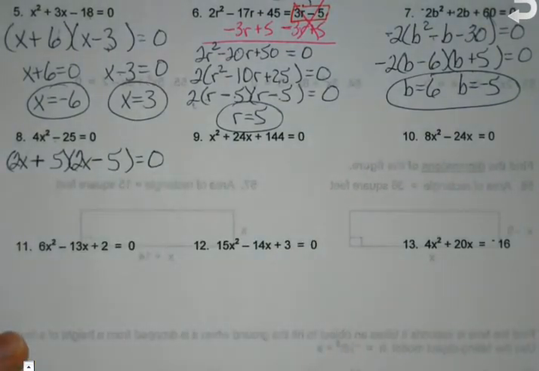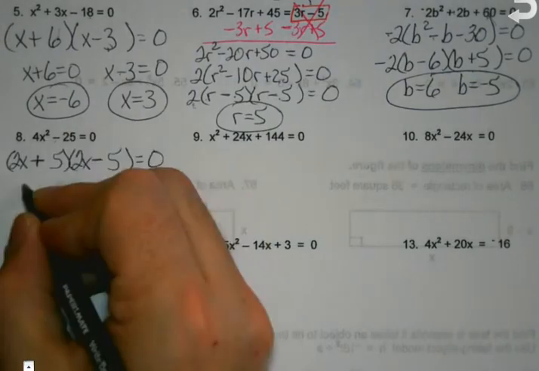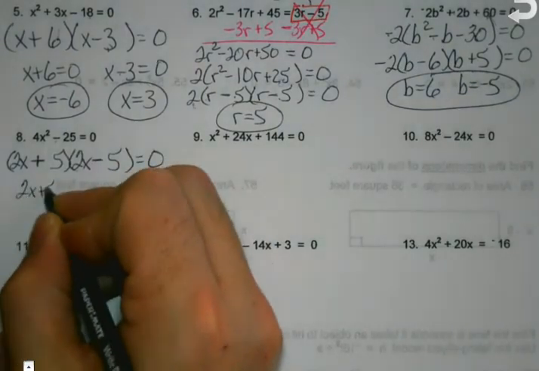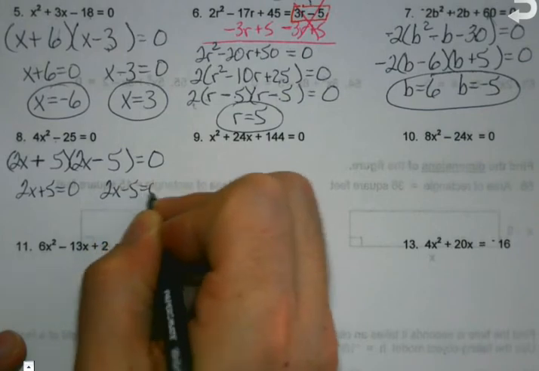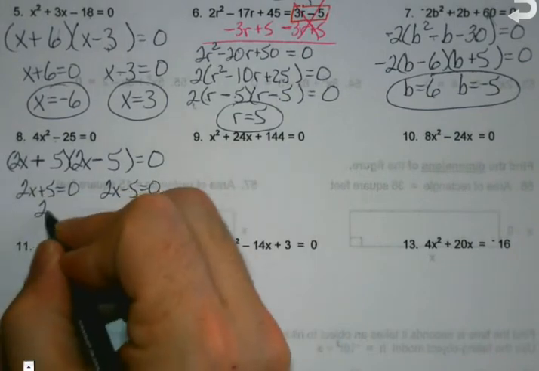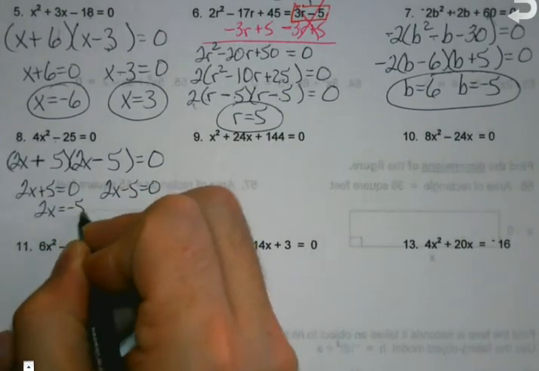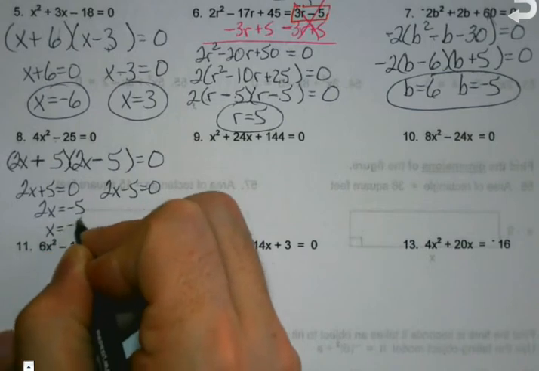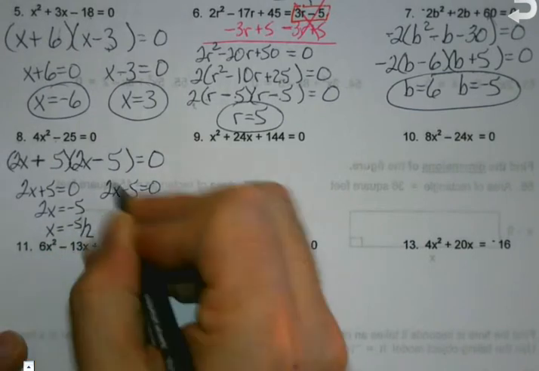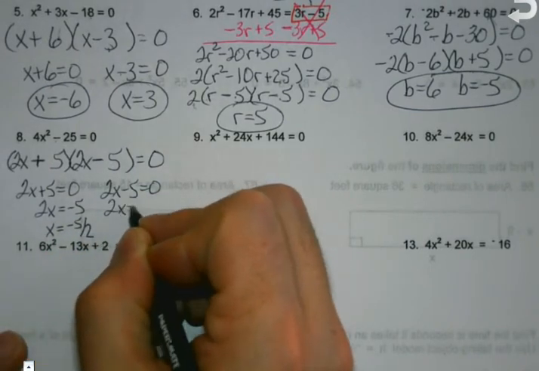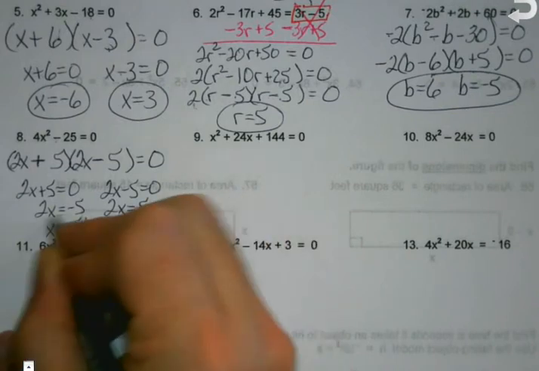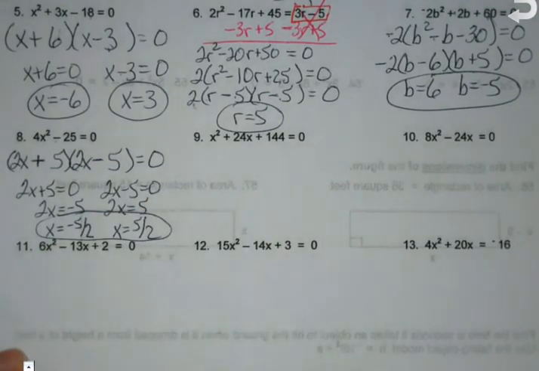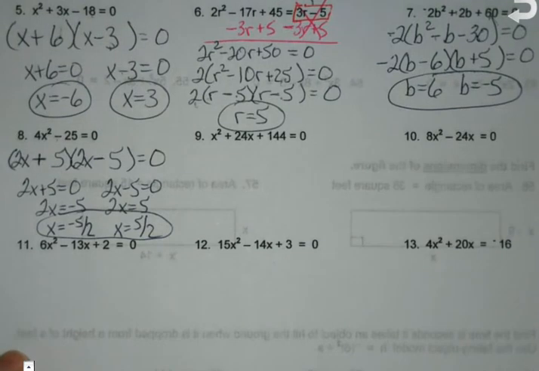Now when I set these equal to 0, I've got to be a little more careful. So I'm going to write these out. Subtract my 5 over in the first one, it's 5. Add my 5 over in the second one, 5. But the whole key here is being able to factor them.